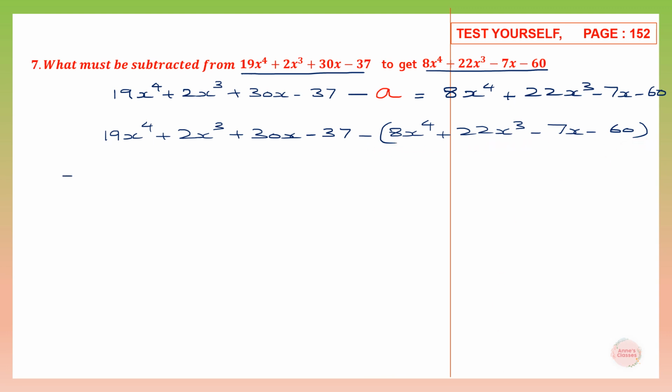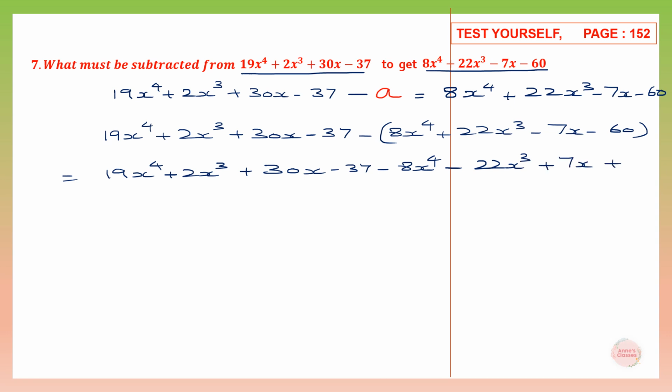So let's write now. We have 19x to the power of 4 plus 2x to the power of 3 plus 30x minus 37. Now change all signs inside. Minus 8x to the power of 4, plus becomes minus because we are changing the sign, so that is minus 22x cubed plus 7x plus 60.